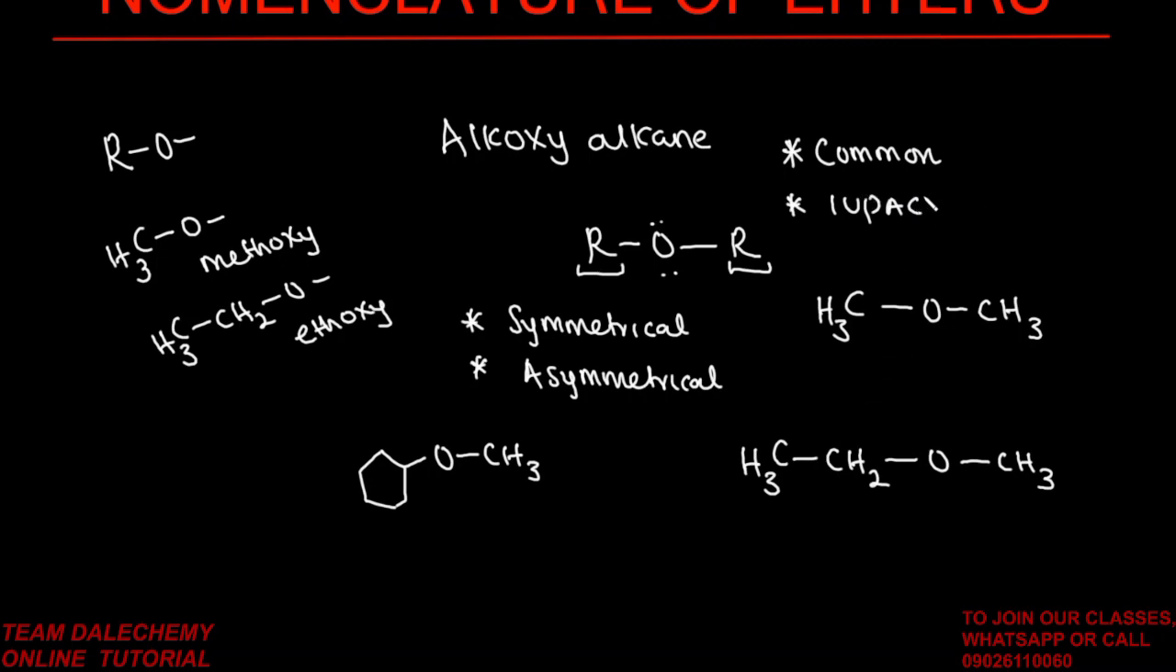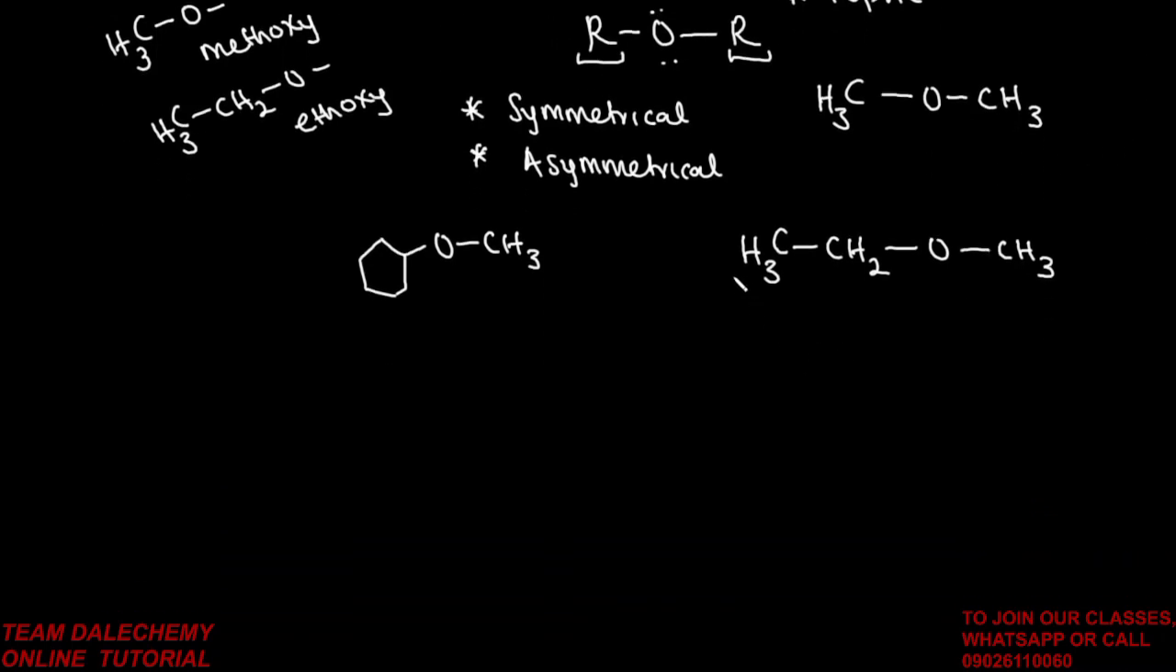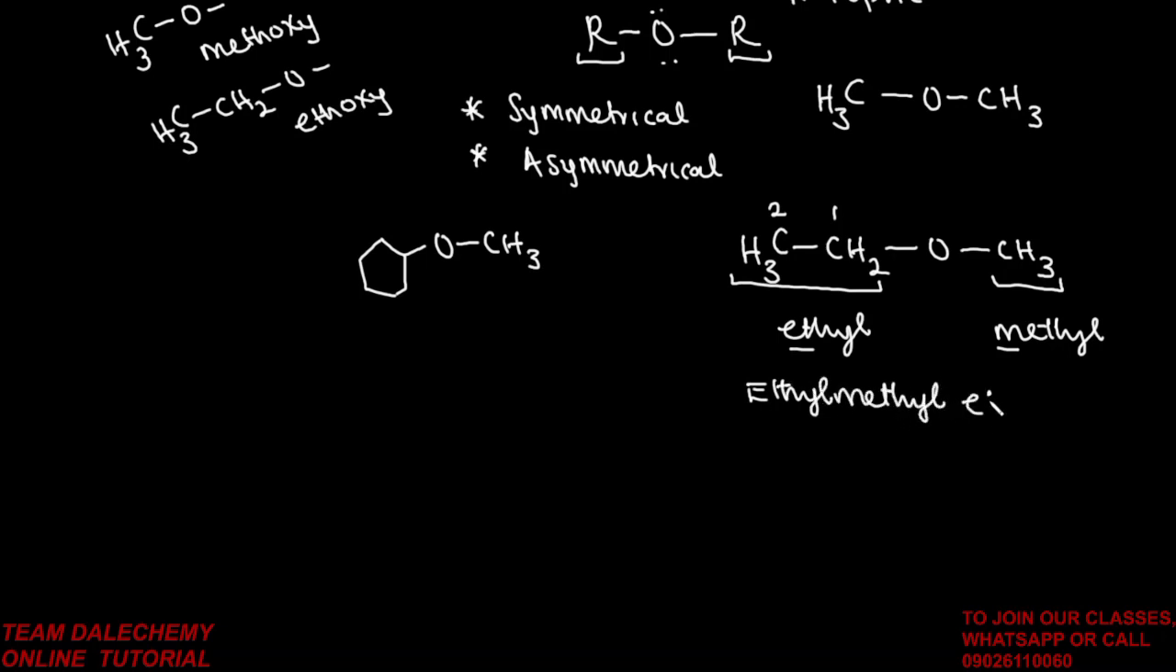The common name is very easy. Just name the two alkyl groups at the two sides of the oxygen, then add ether at the end. For instance, the alkyl group over here is ethyl, that's 2 carbons. And then here we have just 1 carbon, that's a methyl group. To name this ether, the common name will become, and don't forget, we always name them alphabetically. E comes before M. So this becomes ethyl methyl ether. That's the common name for this ether.